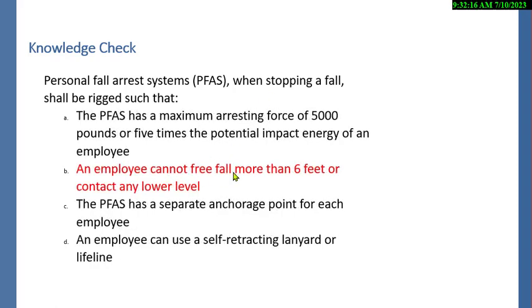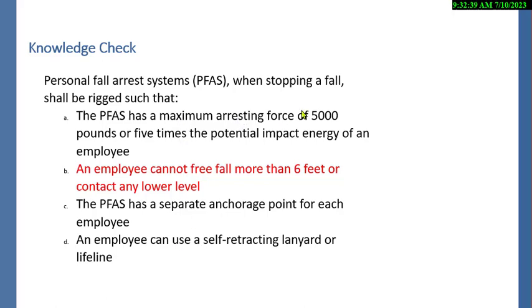You can't fall under OSHA's 502(d)(16). You can't fall more than 6 feet or contact any lower level. Free fall. You don't have to have a self-retracting lifeline. It can be a fixed lanyard. So that's a bad question.